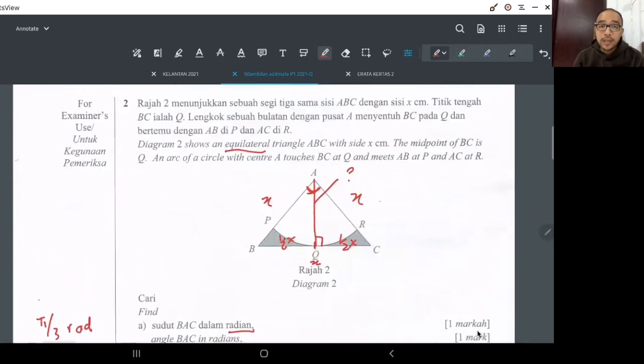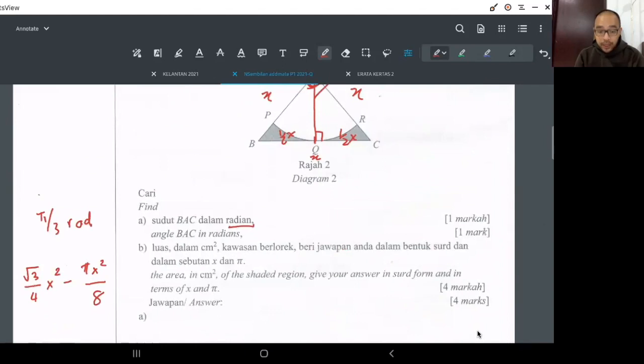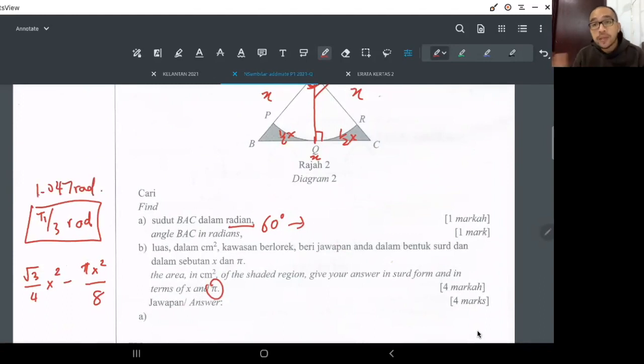Now because this is an equilateral triangle, every angle is 60 degrees. So 60 degrees changed to radians, you will get pi over 3, or you can get 1 point something. Either way is fine. I'm just giving you the answer as I would give. I would prefer pi. You know why? Because in the next question, they ask you to give everything in terms of pi. So I want you to do this, but if you really don't want to, you can also use 1.047 radians. Either way is fine.